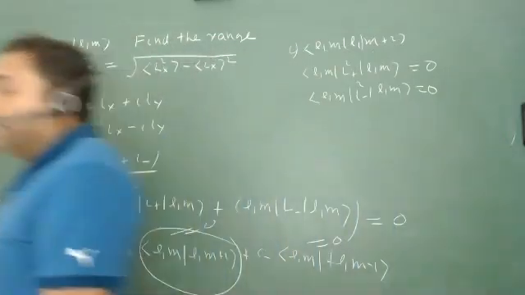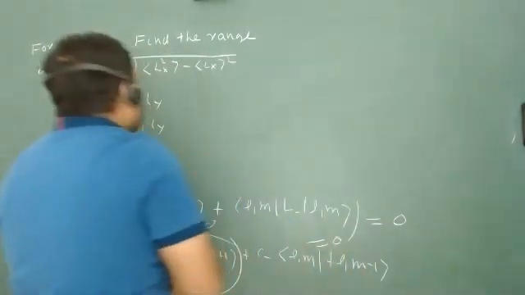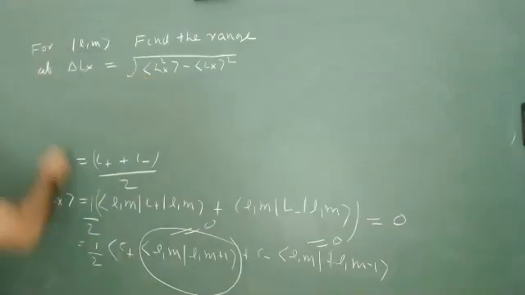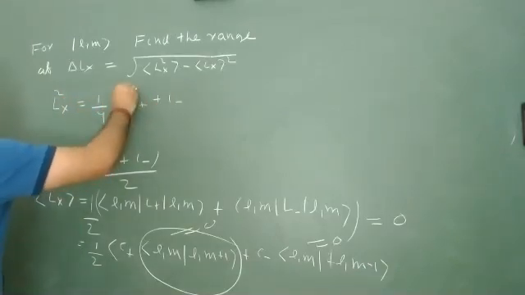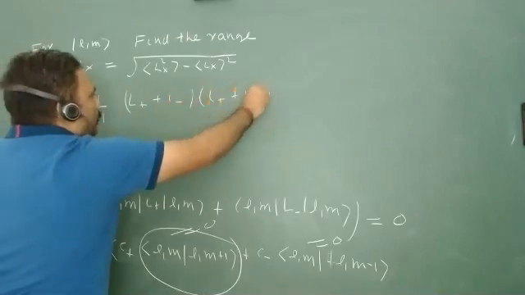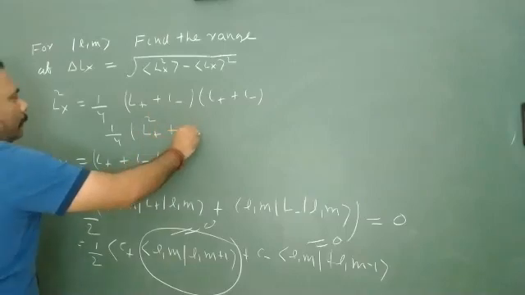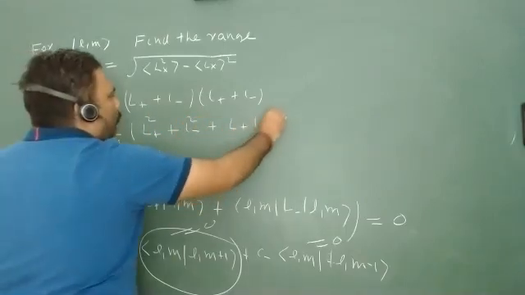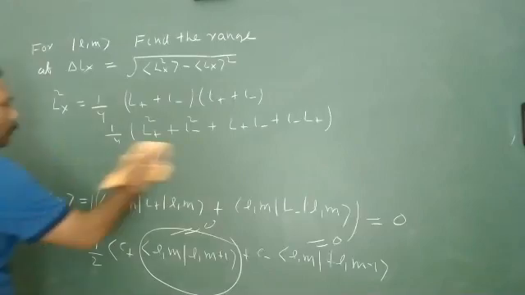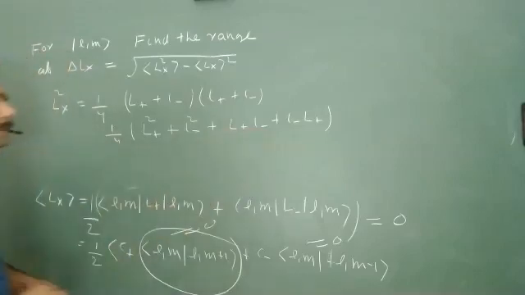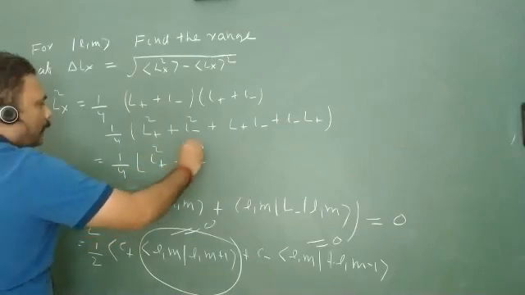So let's go for Lx square, and this is very interesting. I am just removing all this. So what is Lx square? Lx square is 1 by 4 (L plus + L minus) into (L plus + L minus). These are operators. So what will this operator be? 1 by 4 (L plus square + L minus square + L plus L minus + L minus L plus), isn't it? Now I have just calculated what L plus L minus will be, just now. So that will be 1 upon 4 L plus square L minus square.